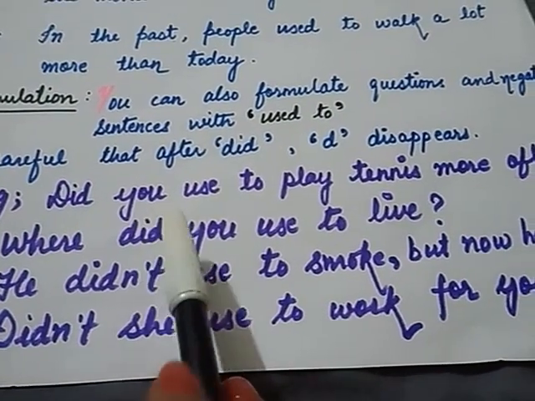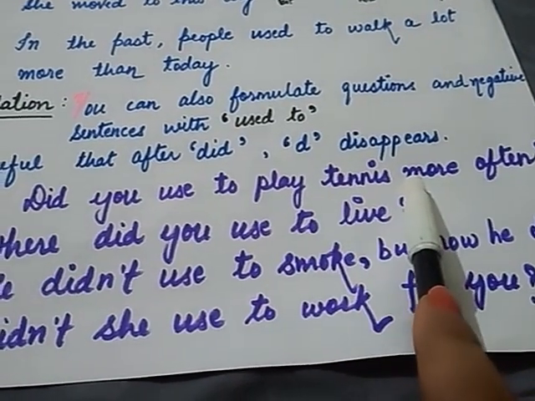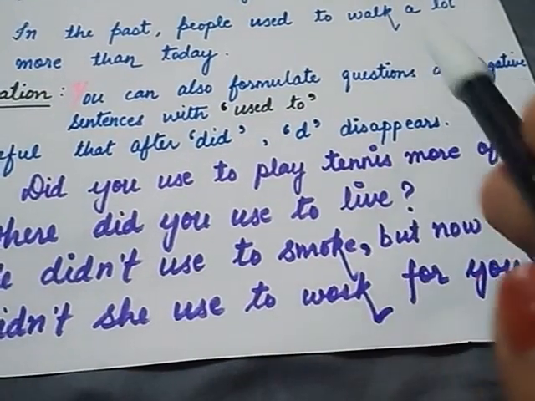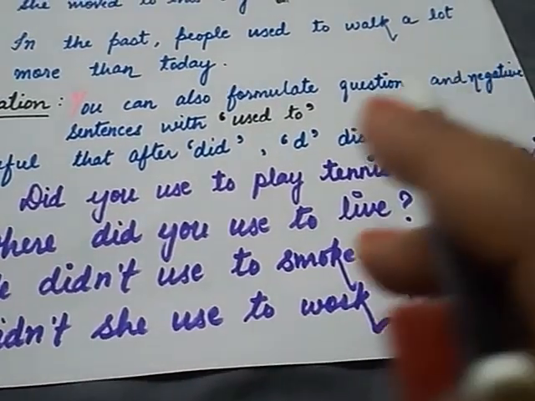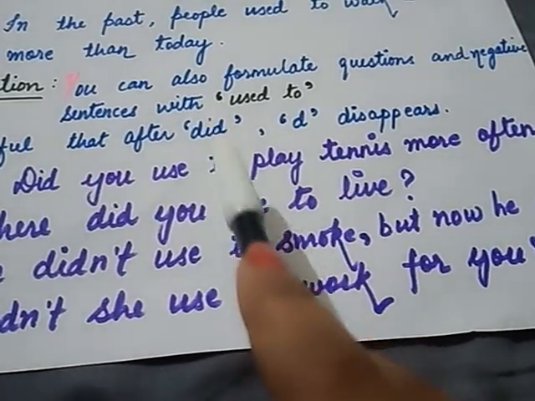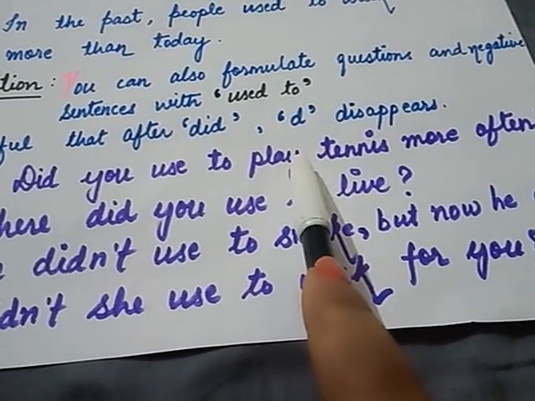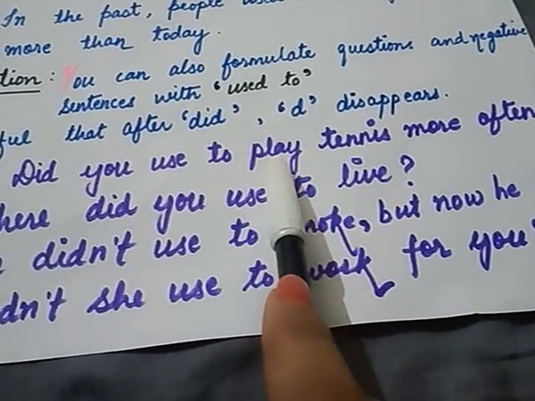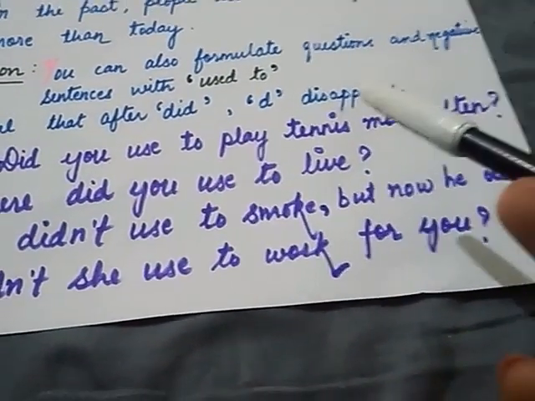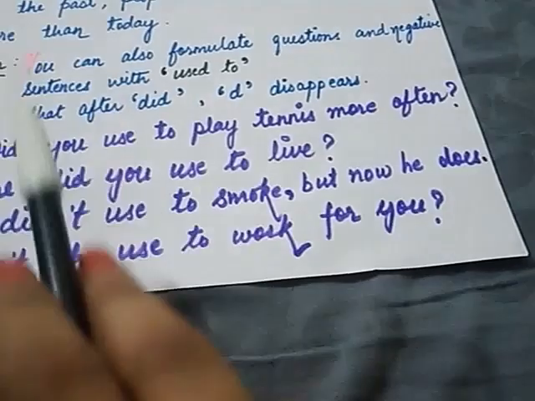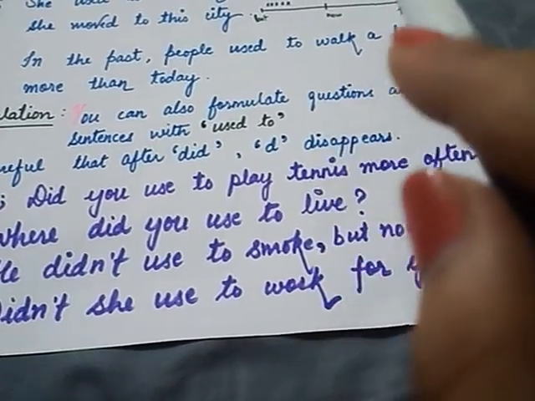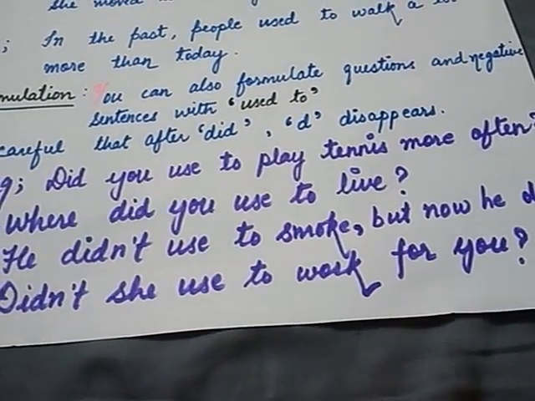For example, if you want to make this sentence negative, you will say I didn't used to play tennis. This is the use of used to. Whereas if you say I didn't play tennis twice a week, that is also perfect. Similarly, for all the sentences, children, you can say didn't used to, or you can simply say didn't and the rest of the things. Both are absolutely correct.